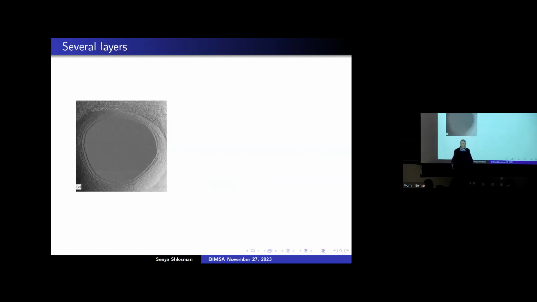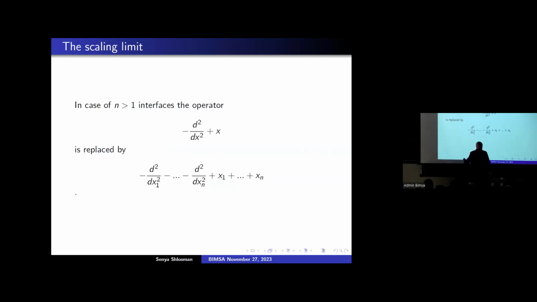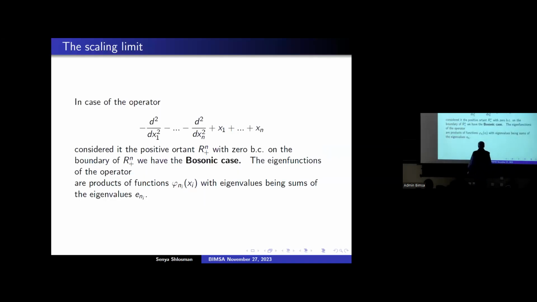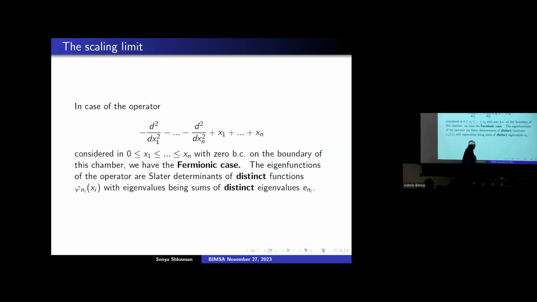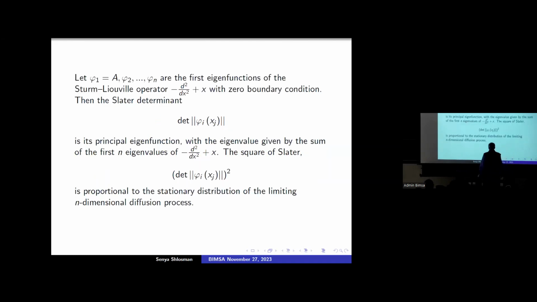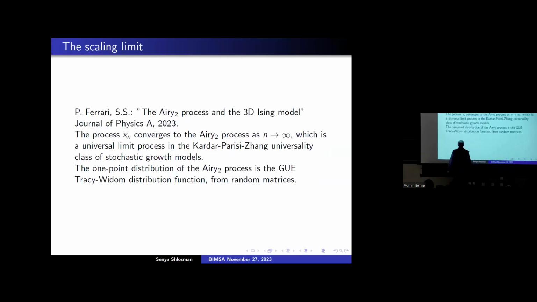Okay, so the final thing is very easy. One has to go to the limit. You take this Slater determinant of eigenfunctions of this operator, and you take the limit as n goes to infinity, the number of layers. Okay, and this is what we did with Patrick Ferrari. It is published this year in the Journal of Physics.